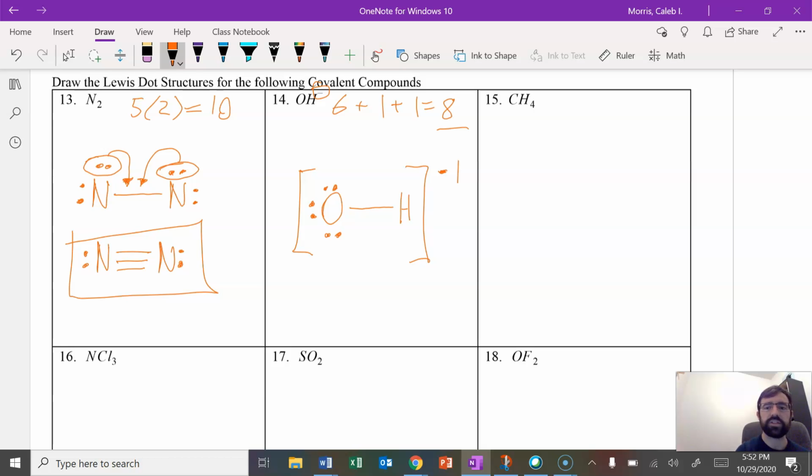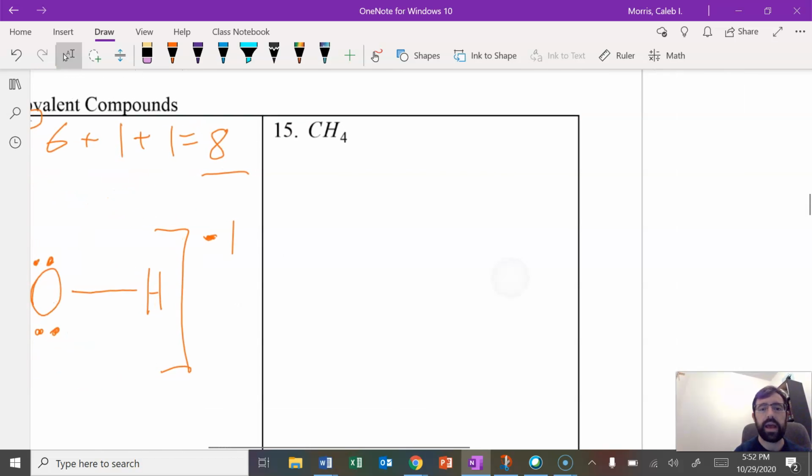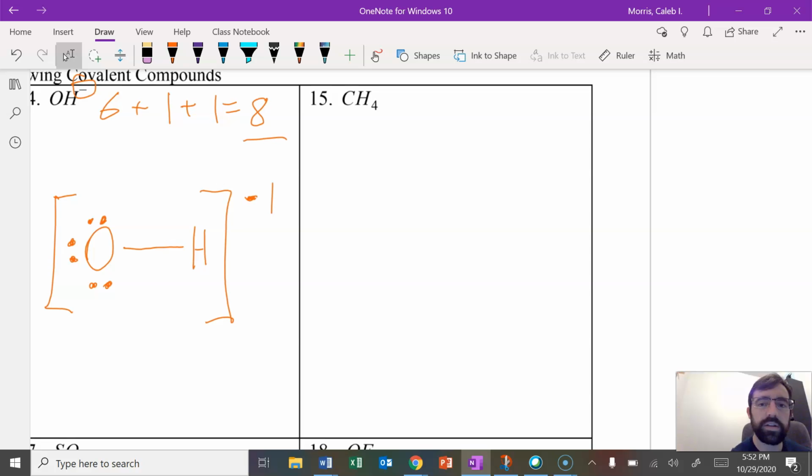Right, let's look at CH4. Carbon has 4 valence electrons, plus hydrogen has 1 valence electron, and we've got to multiply that by 4. So 4 plus 4 gives us 8 valence electrons. Which one's going to go in the middle? Well, we've got a singleton. Carbon is our singleton. It's also written first, so that's 2 clues that carbon goes in the middle.